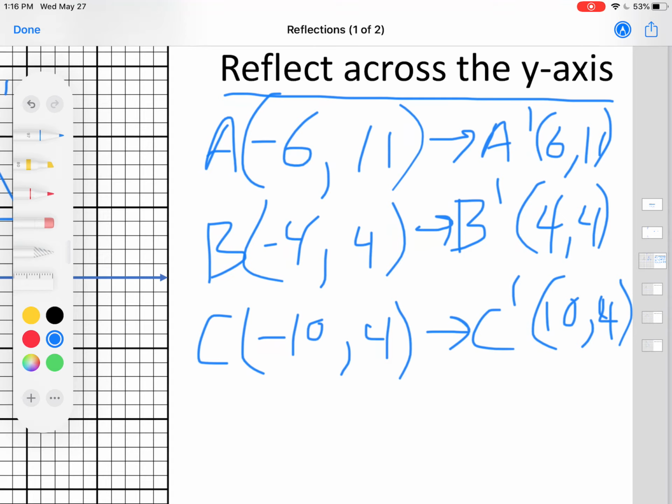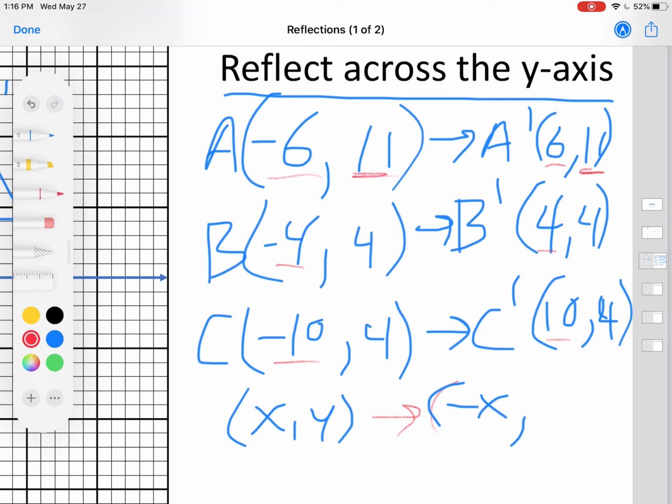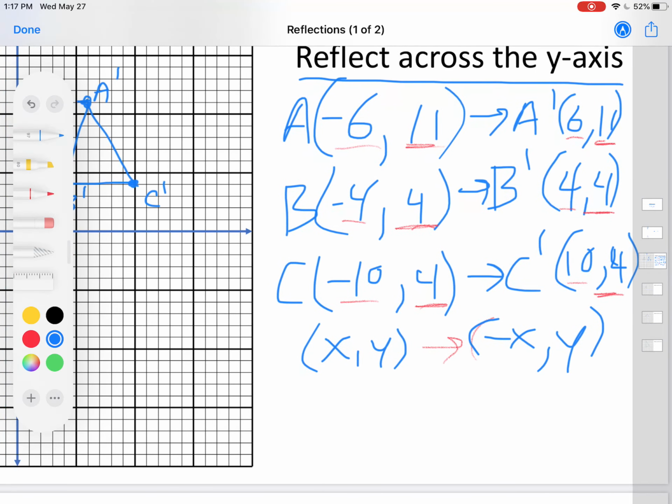What happened to the coordinates? These originally were x, y. -6, +6. -4, +4. -10, +10. What happened to the x-coordinate? It changed to the opposite. So it became the opposite of x. What happened to the y coordinate? 11, 11, 4, 4, 4, 4. Did anything happen to the y coordinate? No, it stayed exactly the same. So this is the rule for going across the y-axis.